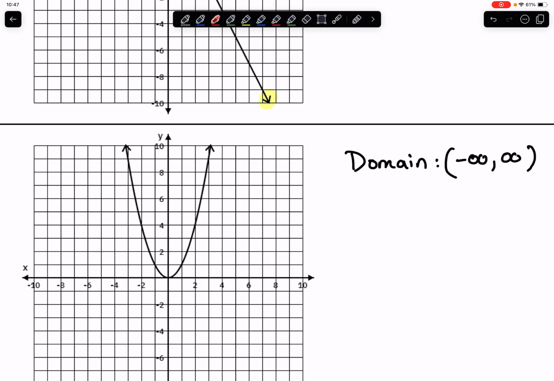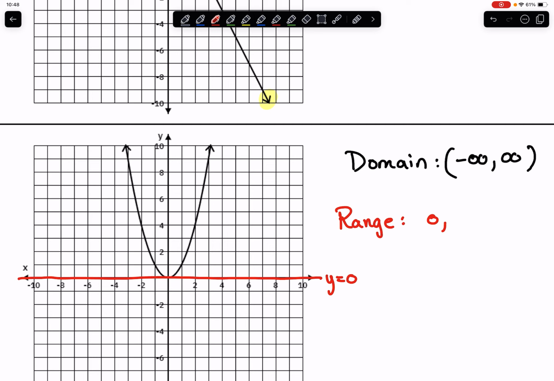Now the range, however, is different because this one does have a low point. The lowest that the graph is going to reach is this y value of 0. It doesn't go any lower than that. So the range here starts at 0. 0 is the lowest point that it's going to reach.